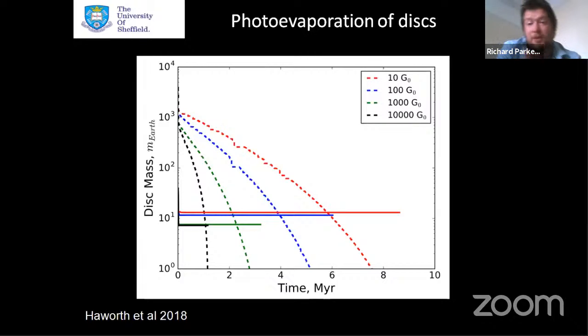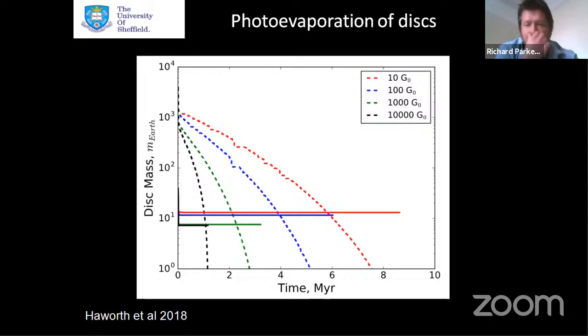And so what we do is we simply calculate the flux from the massive stars that's incident at each low mass star, and then work this forward in time and use Tom's models to determine how much of the disk, if any, is left over after a given amount of time.